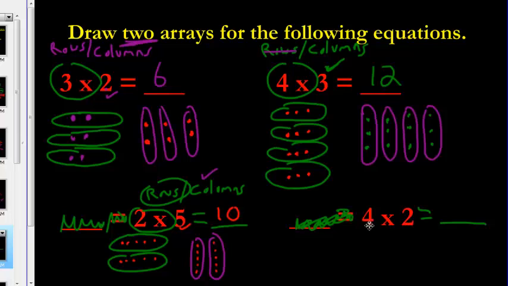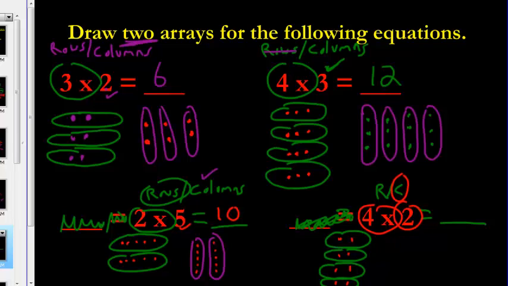In this next question, we have 4 times 2. Again, the multiplication symbol means rows, or columns. So I need 4 rows first. Let's make our 4 rows. 1, 2, 3. Here, let's make them a little smaller. Let's go 1, 2, 3, 4, and I'm going to have to put 2 inside of each one. So 1, 2, 1, 2. 1, 2, 1, and 2. Done.